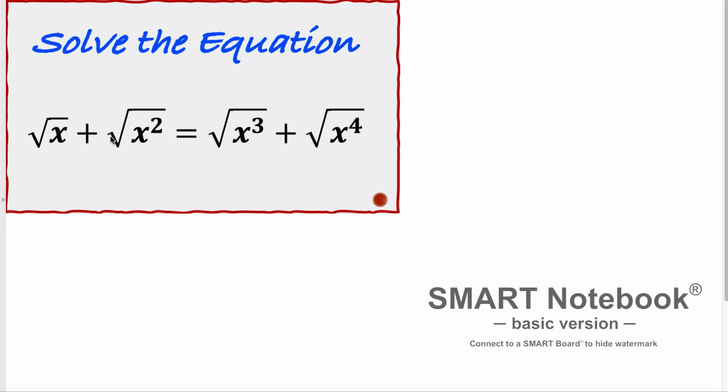The equation is: square root of x plus square root of x squared is equal to the square root of x cubed plus square root of x to the fourth. So to solve this equation, first of all, let me rearrange it.